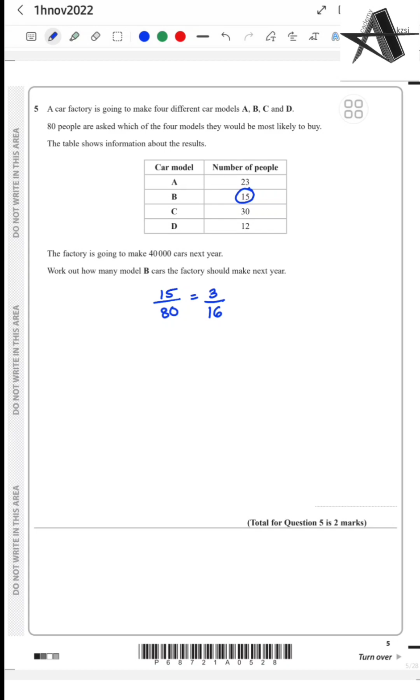So if the factory is going to make 40,000 cars next year, work out how many model B cars the factory should make. That means B car will be purchased by 3 over 16th fraction of people. So you can simply say that if there are a total of 40,000 cars, out of it 3 over 16th fraction will be the cars for B. That is 7,500. If they are producing 40,000 cars, model B should be 7,500.